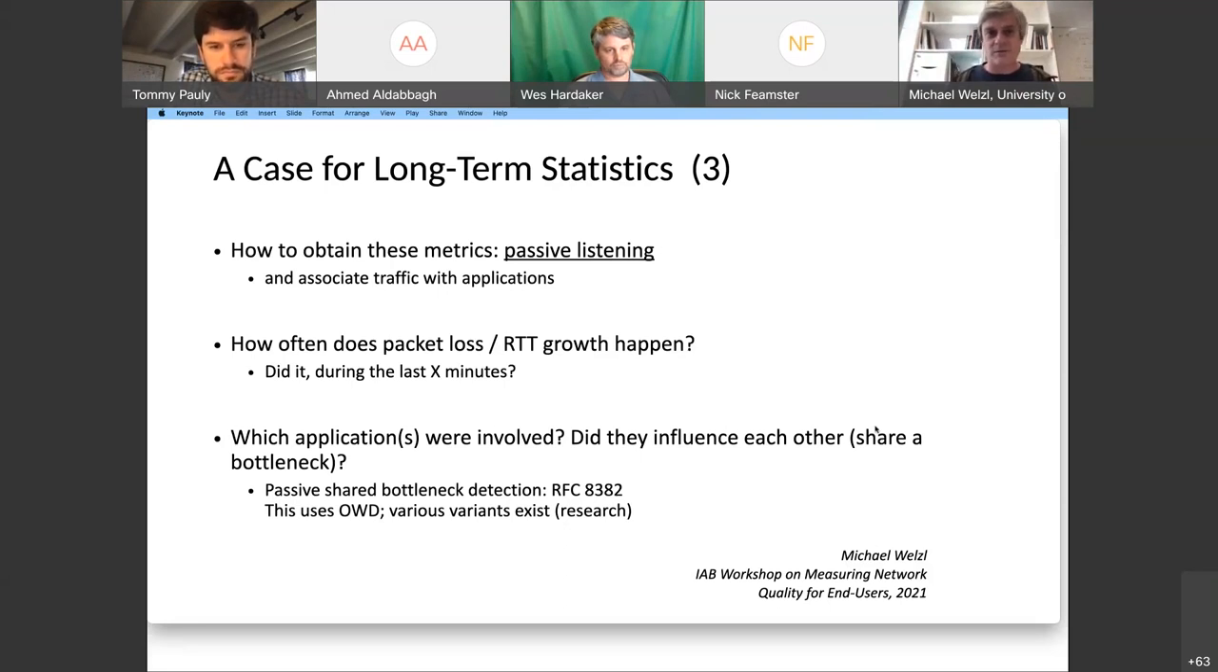Did it really happen on my side? Was it on my bottleneck? You could be doing pings with TTL limits, things like that, to find out which applications were involved. Did they share a bottleneck?